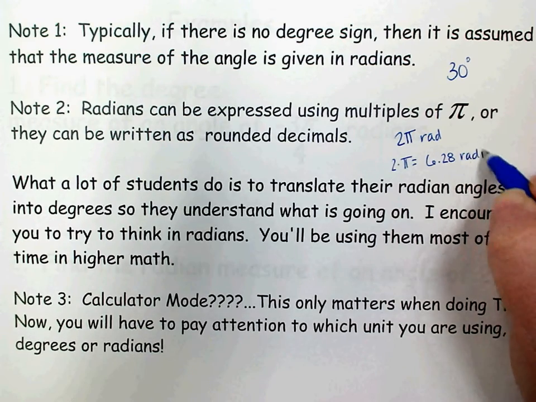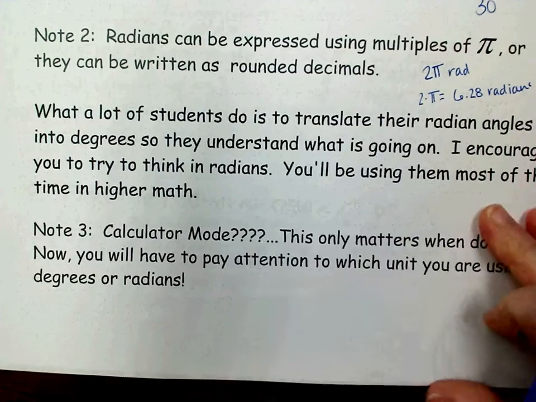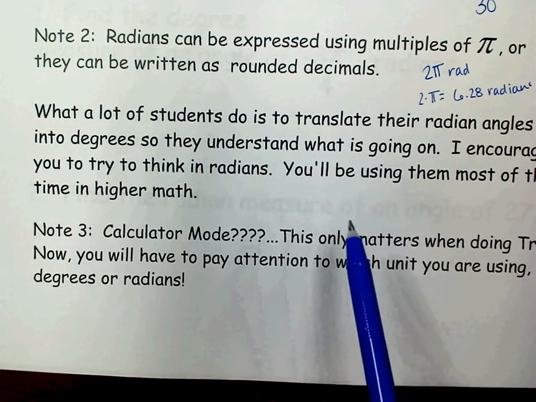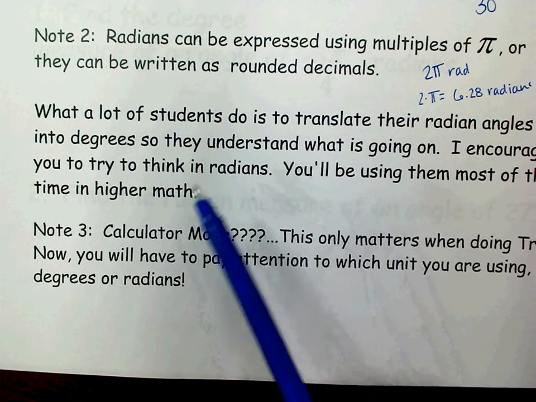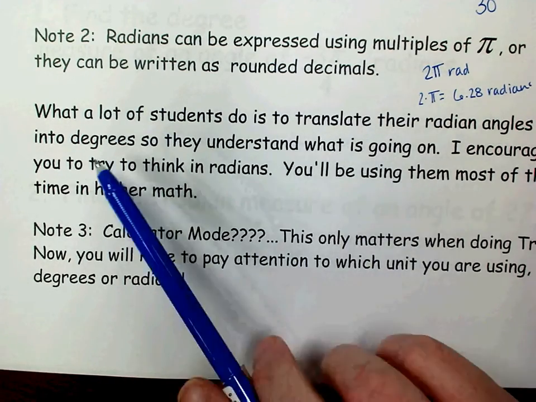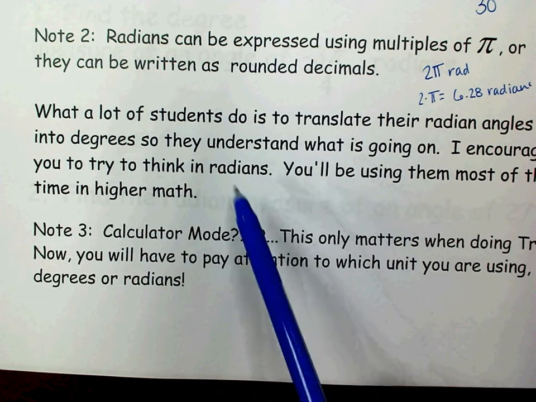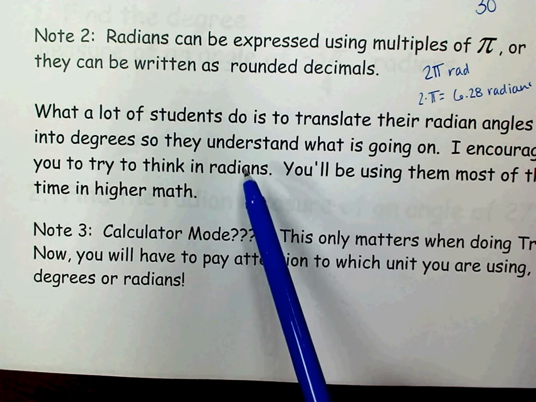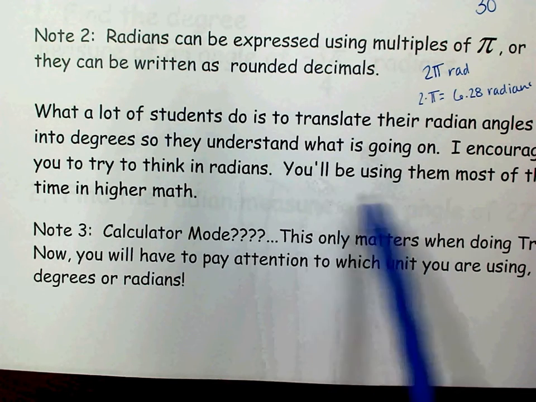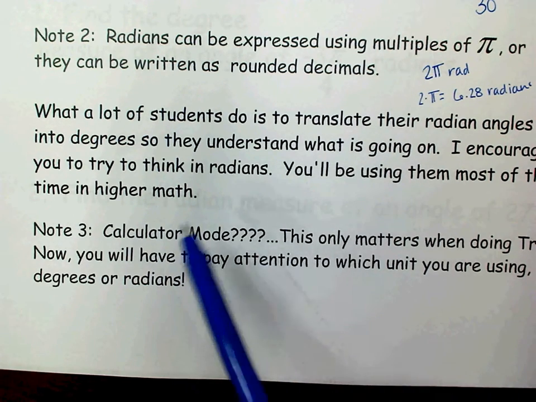Now, what a lot of students will do when they're doing their revolutions is they'll translate their radian angles into degrees so they understand what's going on. But if you really try to force yourself to think in radians, you'll be better off because that's what you're going to be using most of the time in your higher math and higher science classes.